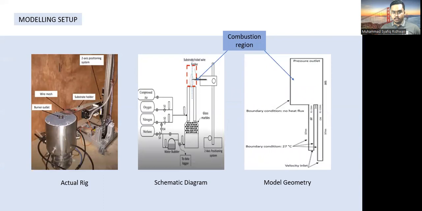All right, this is the modeling. As you can see in the figure, the actual rig schematic diagram and the model geometry. The model geometry resembles the actual rig with the same dimensions and boundary conditions, such as ambient pressure and temperature at 27 degrees Celsius and 1 atm pressure. The flame is modeled in axisymmetry to make the calculation easier. The fuel used in this model is methane, while the oxidizer consists of oxygen and nitrogen. All the models use exactly the same boundary and fuel, but different fuel-air concentration.